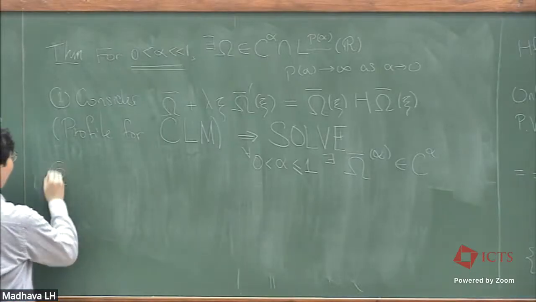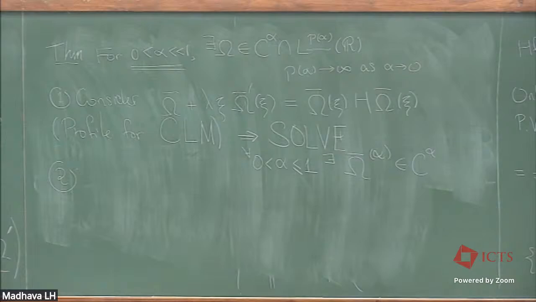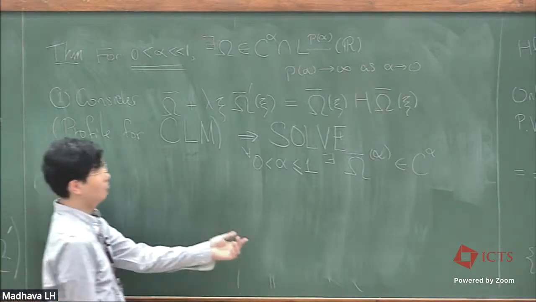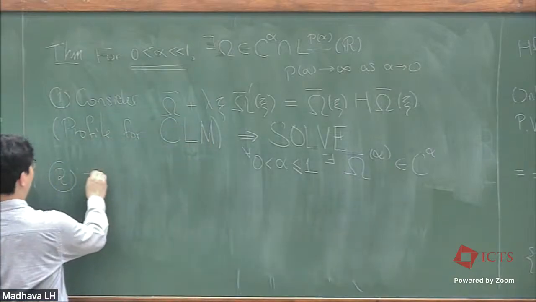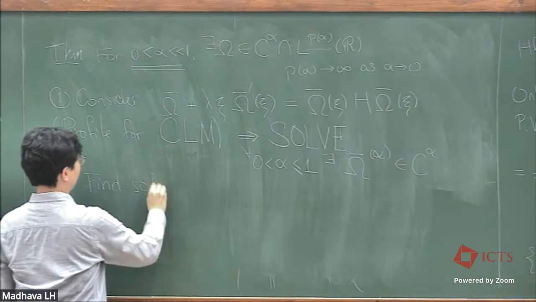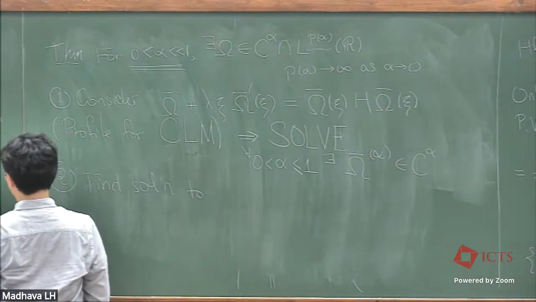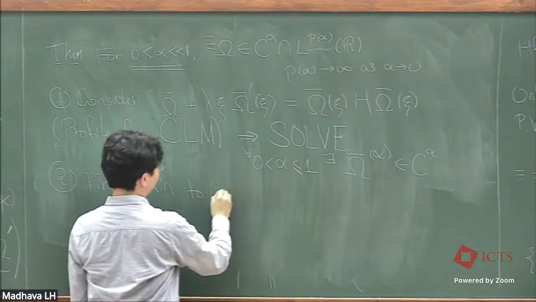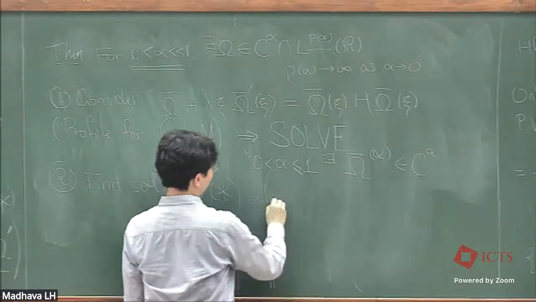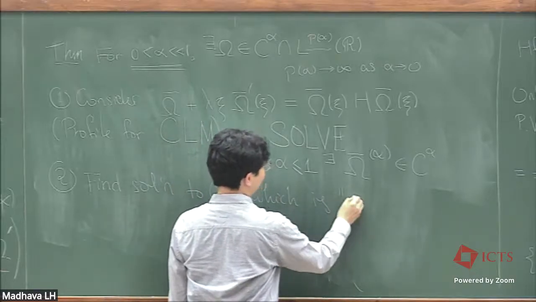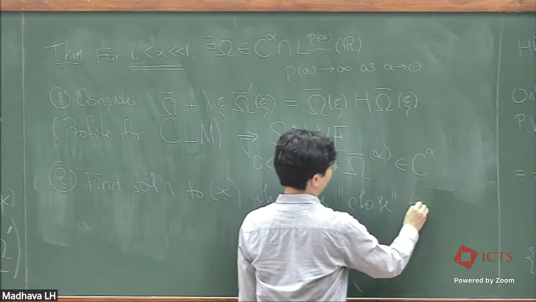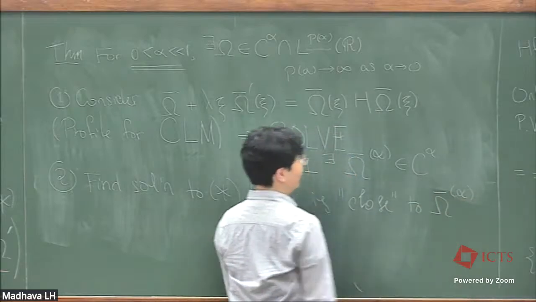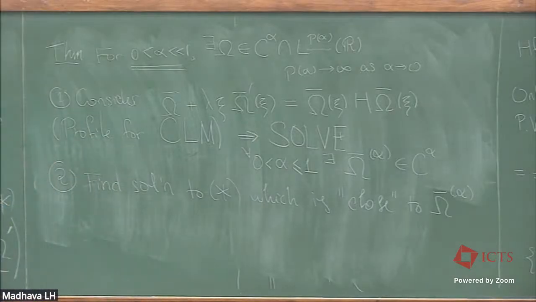Okay, next step, very naively, find a solution to the de Gregorio profile equation, which is alpha close to this one. Find a solution to this de Gregorio profile equation, call it star, which is close to this CLM profile. And here we need alpha small.